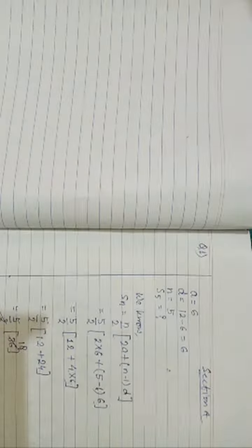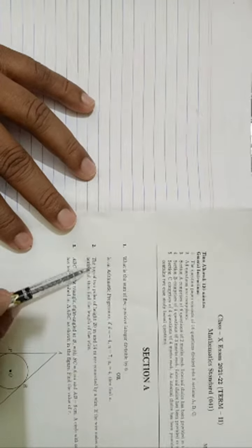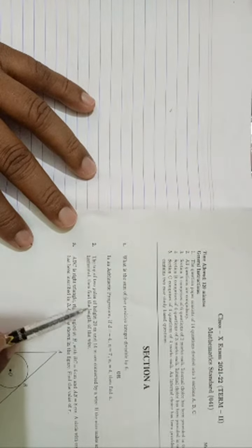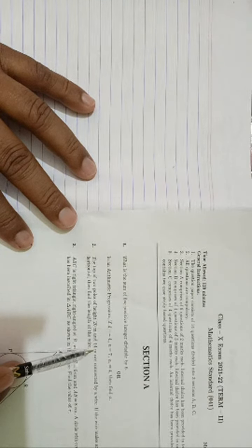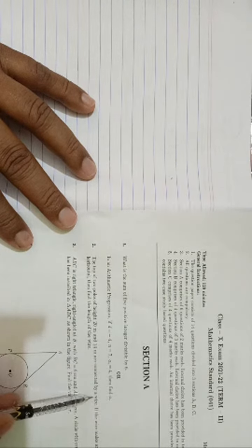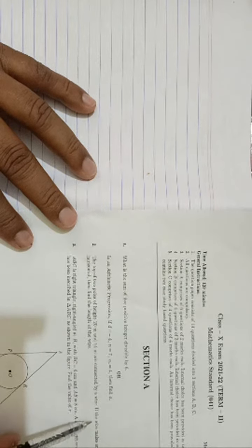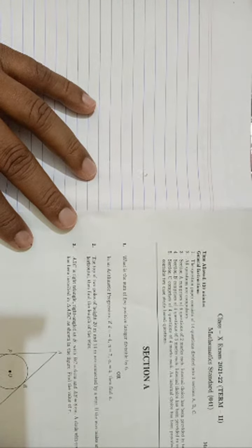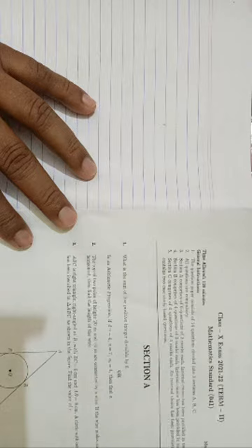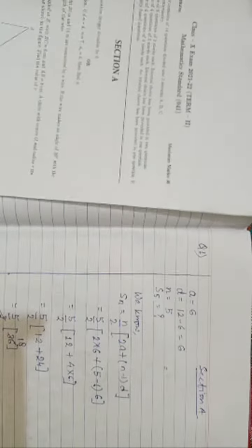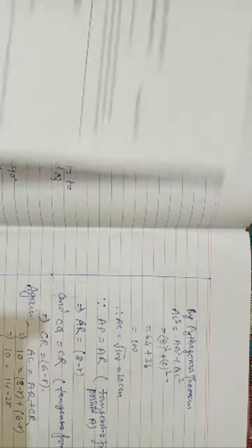Next question, you see, I have discussed yesterday: the tops of two poles of height 20 meter and 14 meter respectively are connected by a wire. If the wire makes an angle of 30 degree with the horizontal, then find the length of the wire. Actually this question was skipped by me yesterday. I am solving it again.